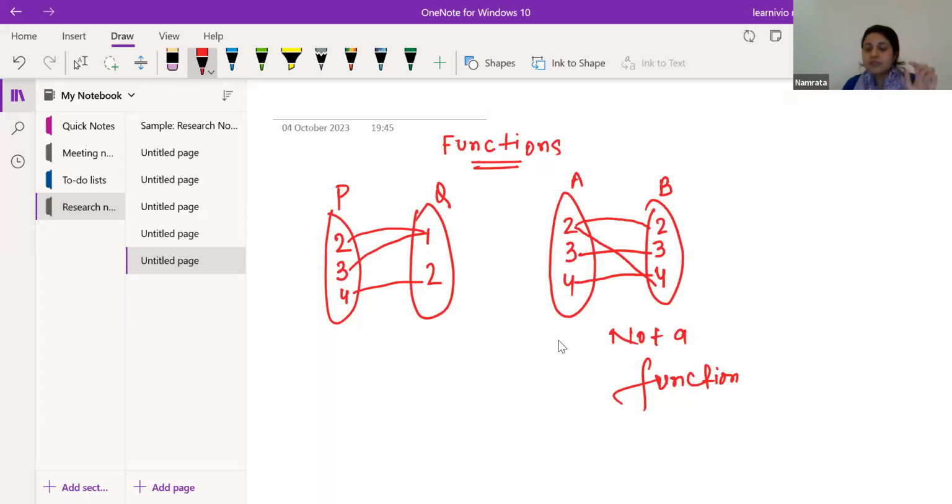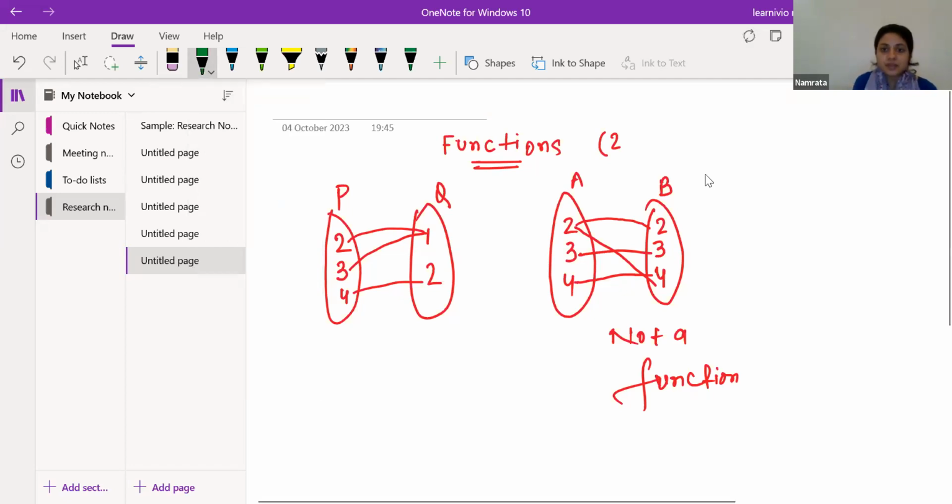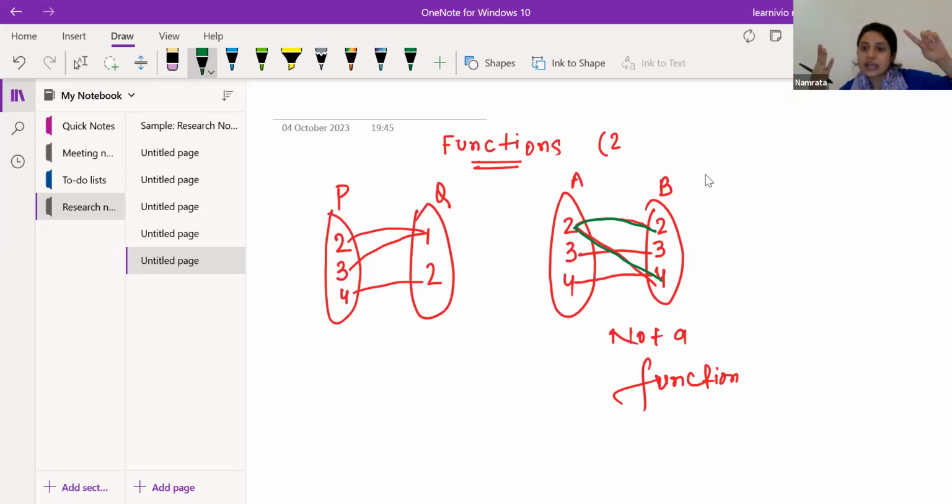Here, the ordered pair 2, 2 is going to 2. Can you see? Let me mark it with a different color. Here 2 is going to 2 and 2 is going to 4. That means once you press the button 2, you get two different outputs. That is not possible. That is not a function.